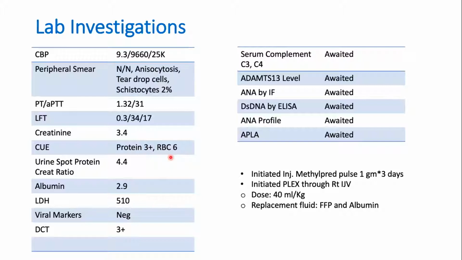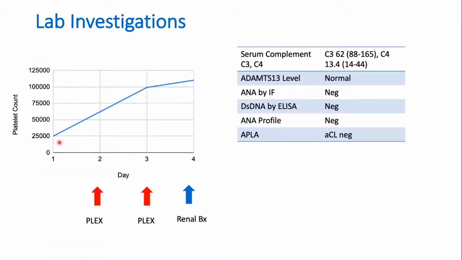Based on this, we labeled him as systemic TMA, and we thought of initiating Plex after giving a pulse steroid. What is striking here is the DCT positivity, so we thought that it is an autoimmune phenomenon related TMA. After 2 sessions of Plex, his platelets zoomed to nearly 1 lakh. And we did a biopsy, and we were thrilled to see this response, and we were very much satisfied with this.